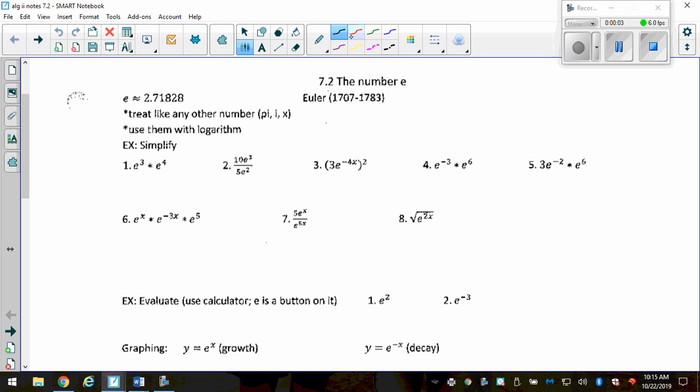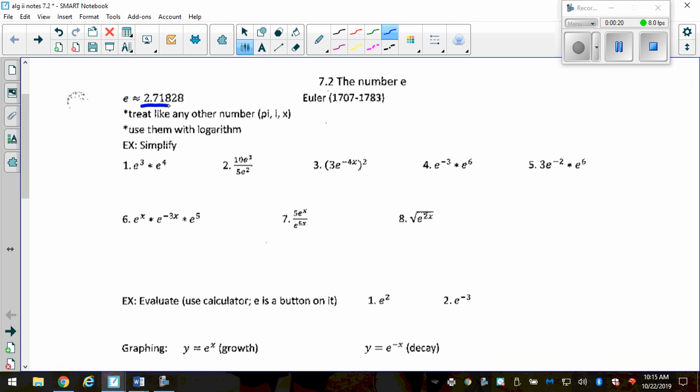Today we're going to be talking about the number e. So just like pi is an irrational number, e is also an irrational number. It's about 2.71, 2.72, as you can see right here. We're going to treat e just like we would a variable. And so we're first going to practice simplifying.